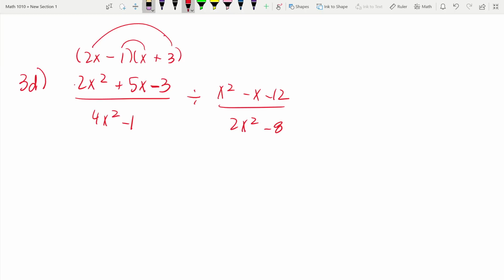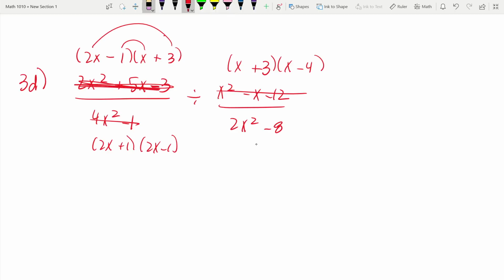And like I said, get rid of what you had before so you don't get confused. 4x squared minus 1 goes to 2x plus 1 times 2x minus 1. Looks like that. Top right goes to x and x. The 12 goes to a 4 and a 3. Signs are different. Biggest is a negative.